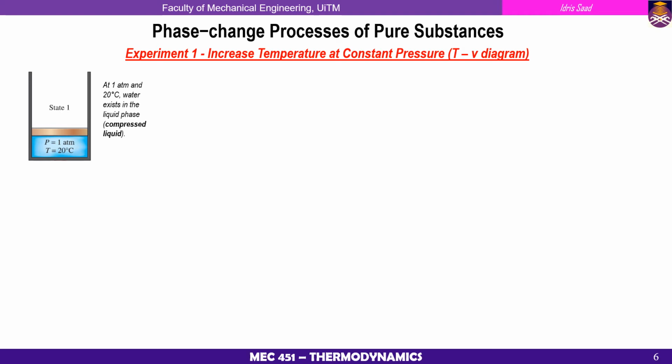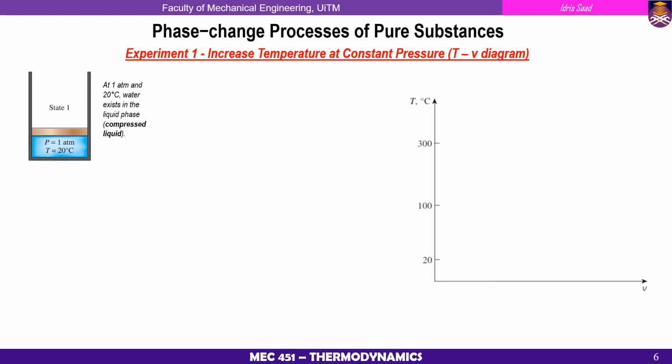From that, we can plot the property diagram. For this process, we normally use the temperature on the y-axis. For the x-axis, we may use the volume or the specific volume. It does not really matter. Why does it not really matter?